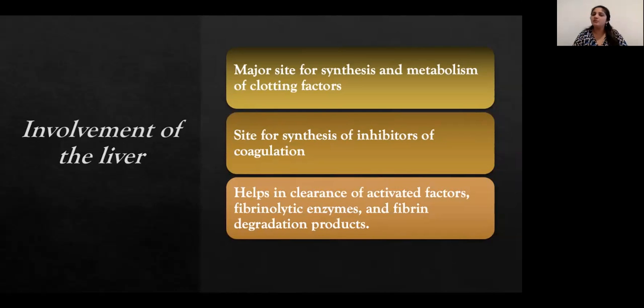So what is the involvement of the liver? The liver is an important site for synthesis and metabolism of these clotting factors. It is also a site for synthesis of inhibitors of coagulation, and it also helps in clearance of all the activated factors and the fibrin degradation products. So these 3 parts are really affecting all 3 levels of hemostasis, and the liver plays a role in all 3. So you can imagine when your liver is not functioning well, everything is going to be affected.